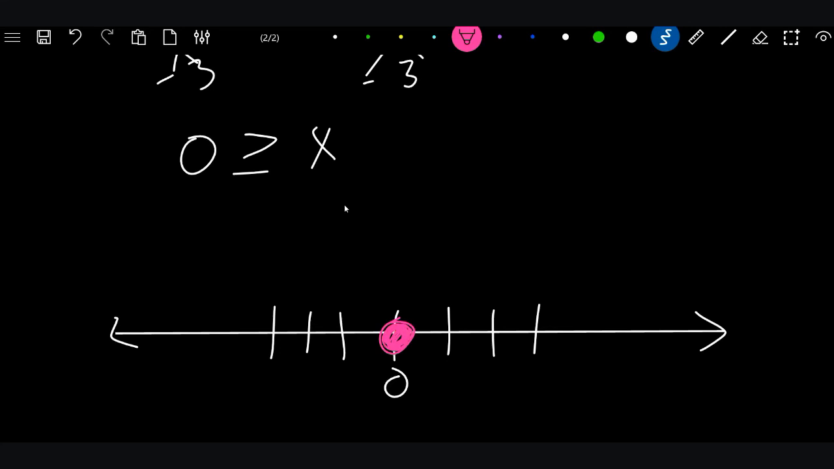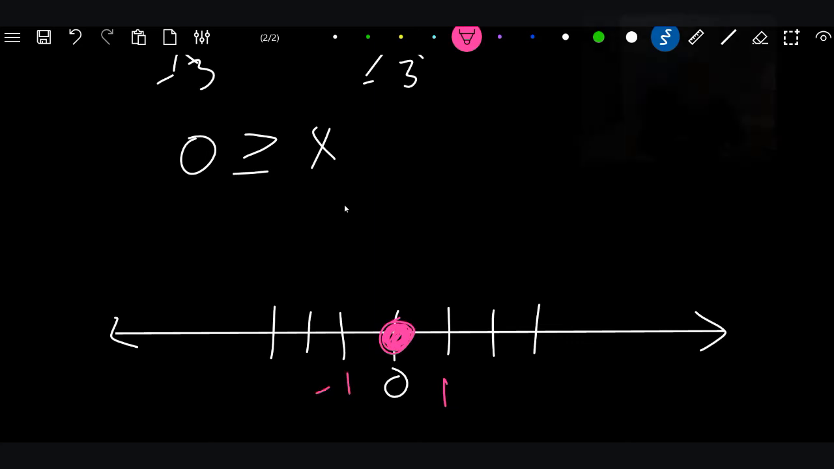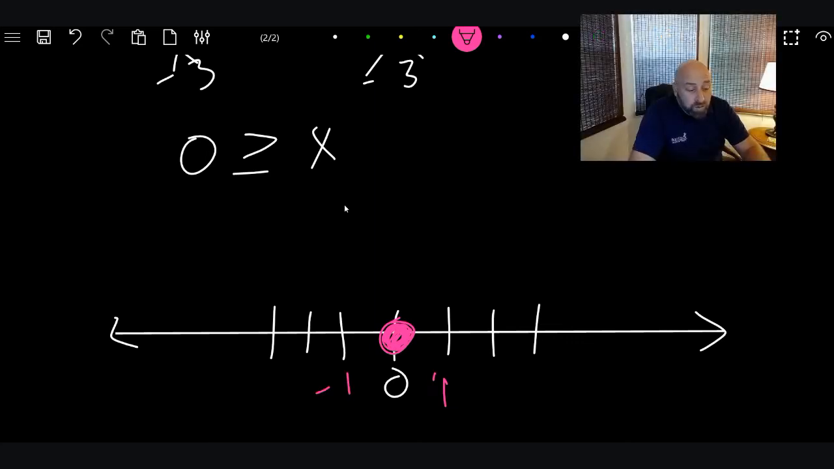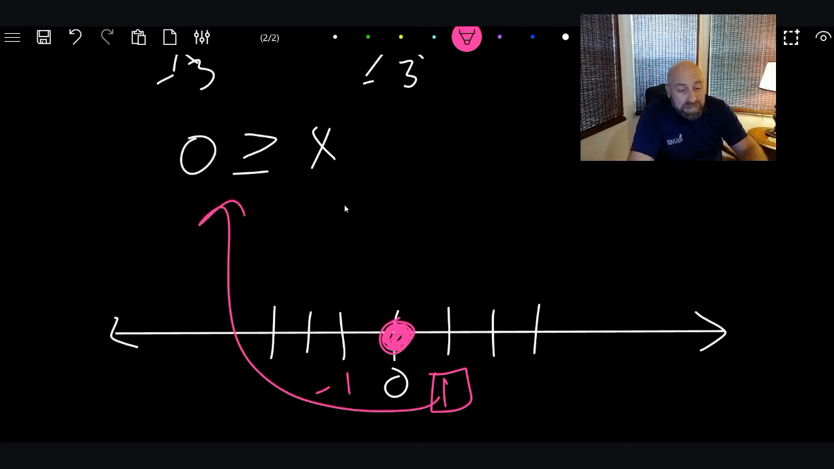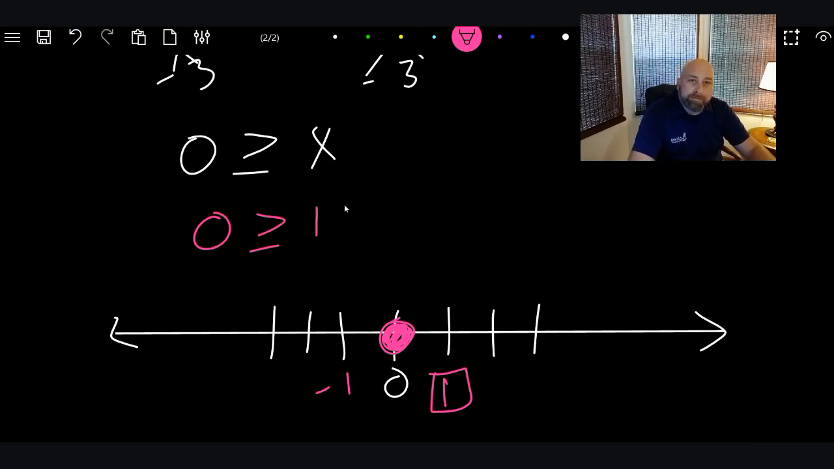And now we have to decide which way to go. How do we do that? Well, let's call this 1 and this negative 1. We plug it in. We just do the same thing. We test a point. Let's test the 1, okay? So 0 is greater than or equal to 1. No, 0 is not greater than 1. So it's not going to go that way.